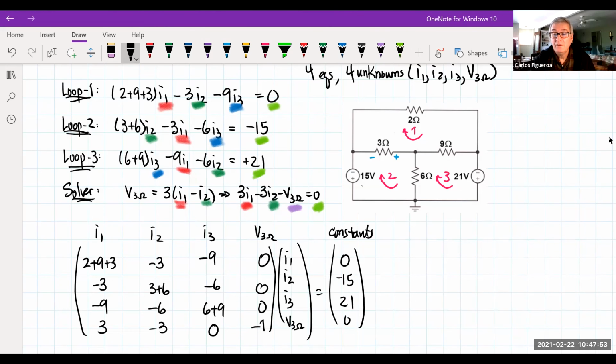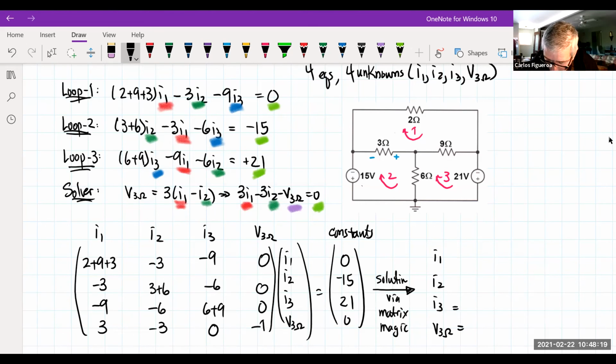So what I'm going to do is solve them. I punch this into my matrix solver, and I'm going to get solutions via matrix magic. So what do I get? I get a solution for I1, I2, I3, V3 ohms. And what do I get? I get that the first current here is going to be 3 amps, 2 amps, 4 amps, 3 volts. These are my solutions right here.